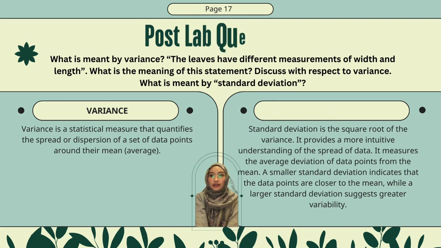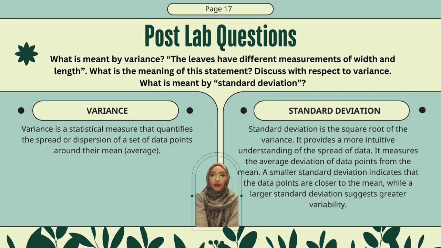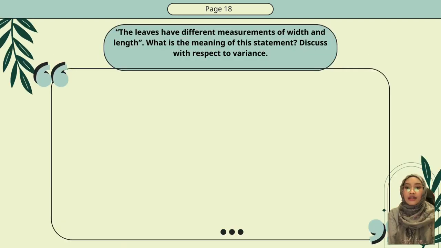What is meant by standard deviation? Standard deviation is the square root of the variance. It provides a more intuitive understanding of the spread of data. It measures the average deviation of data point from the mean. A smaller standard deviation indicates that the data points are closer to the mean, while a larger standard deviation suggests greater variability.